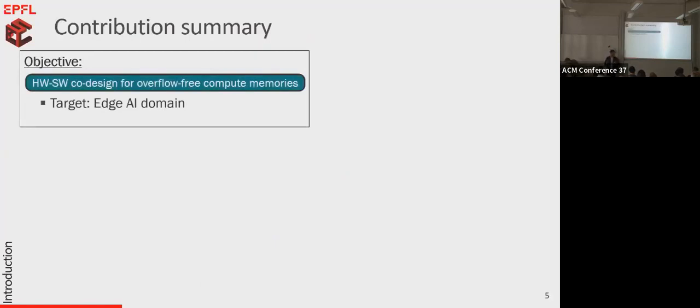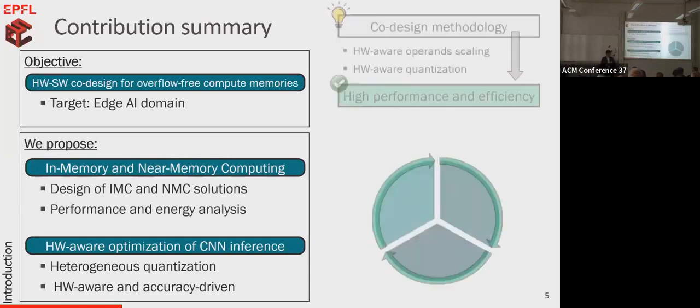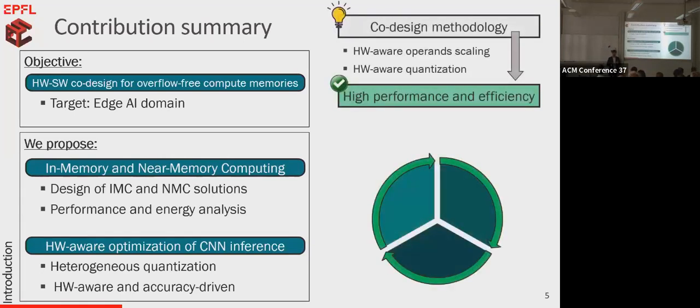We propose a hardware-software co-design strategy to prevent overflows by construction in compute memories. And in particular, we propose a solution in which the compute memory is designed both as an in-memory and as a near-memory computing alternative. And we also present a hardware-aware optimization of CNN models. Now, this is a co-design methodology, and we've seen in the keynote this morning that a co-design approach is key, it's very important. And in fact, this allows us to achieve high performance and efficiency.